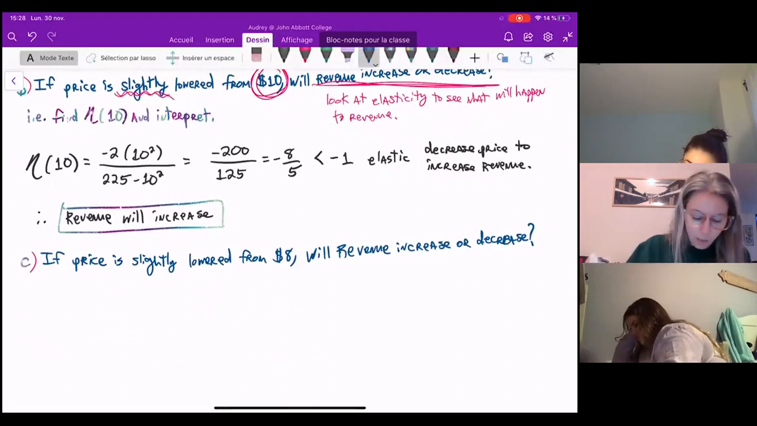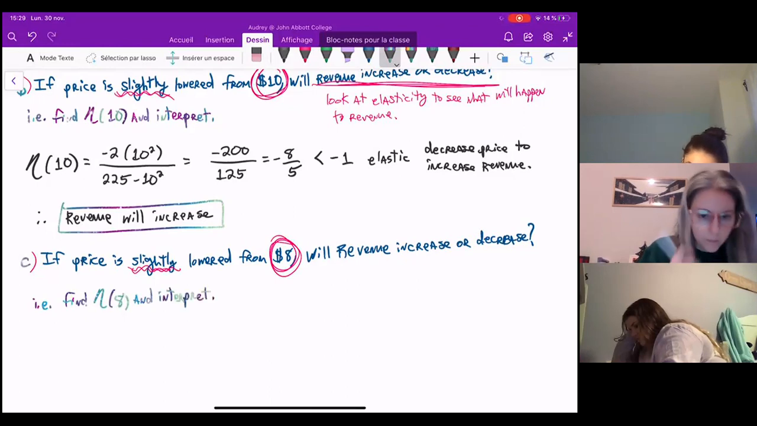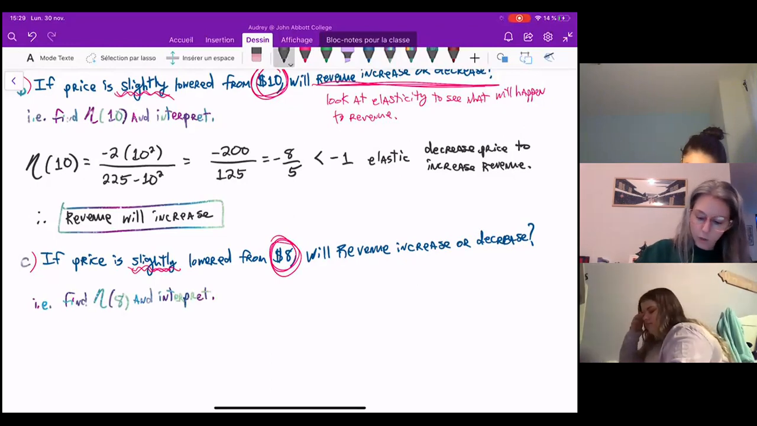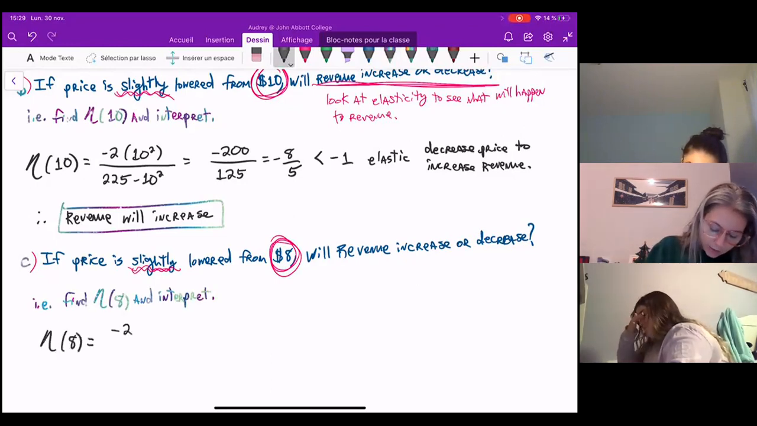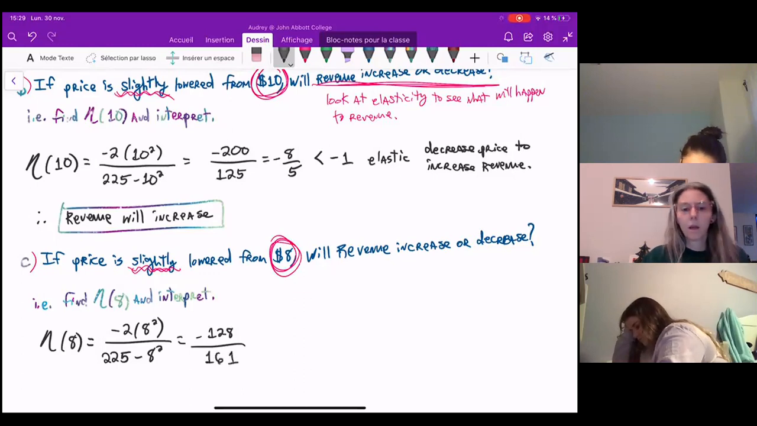So in other words, this is the same question, only now I'm finding eta of 8. I'm still saying slightly, so eta of 8 will tell me what happens. So eta of 8 here, we just plug in 8, so I have negative 2 times 8 squared over 225 minus 8 squared, so that's negative 2 times 64, that's negative 128. 225 minus 64, that is 161. You got it, Mikhail. It is greater than negative 1.